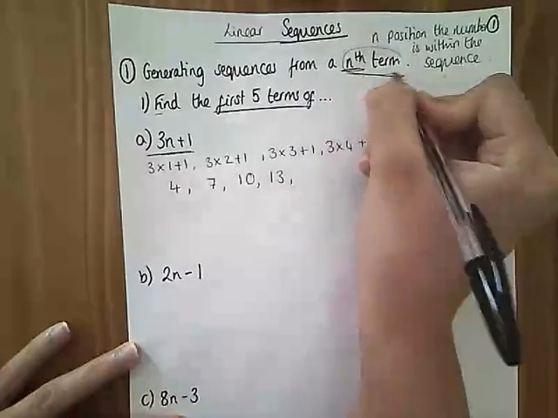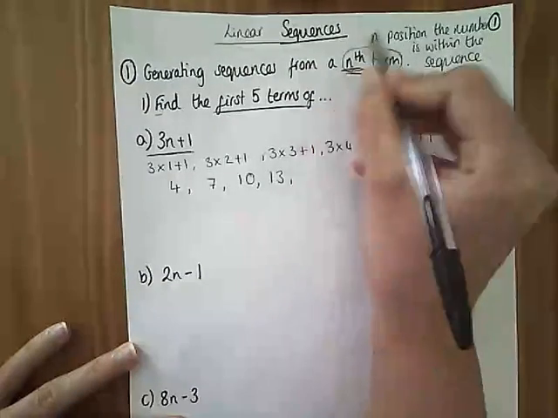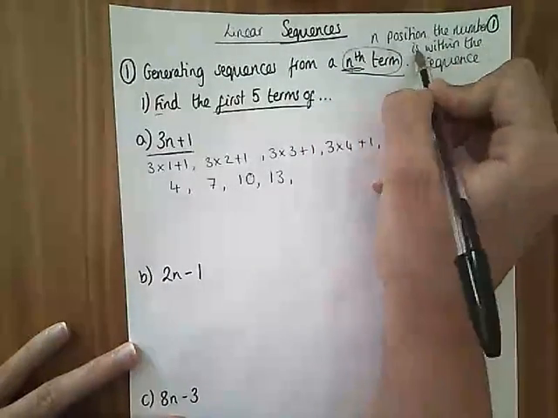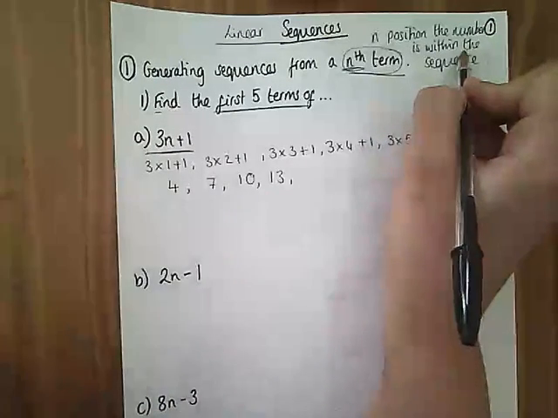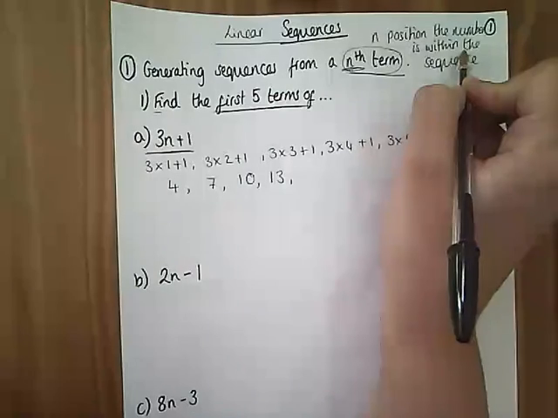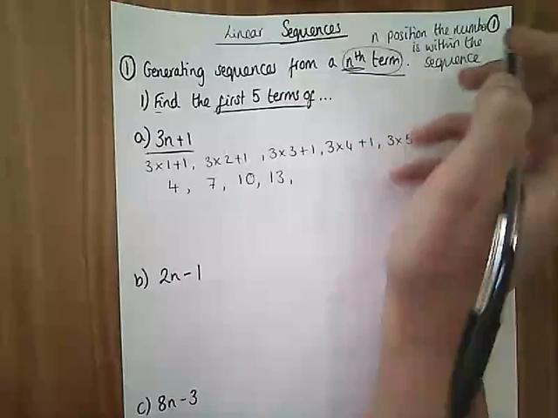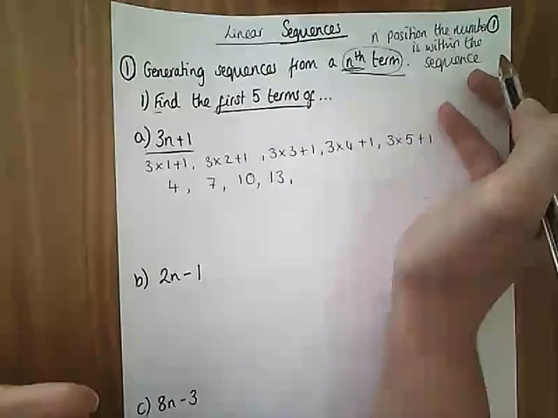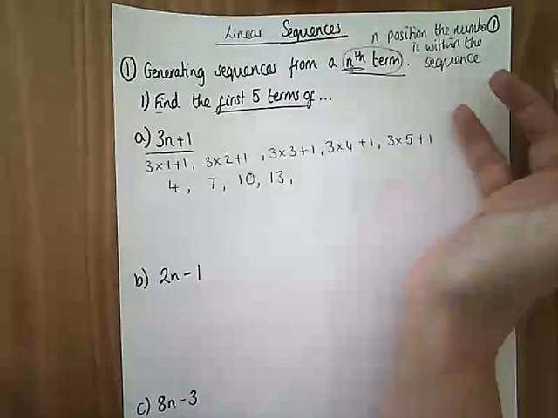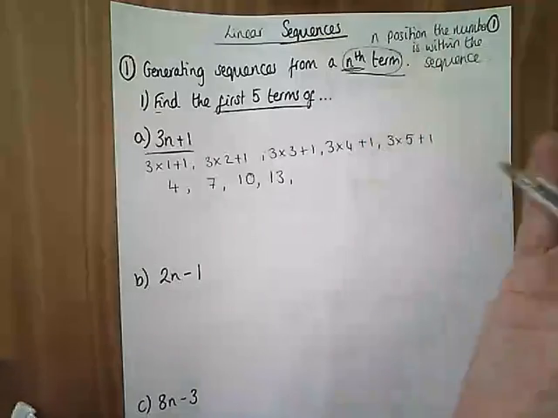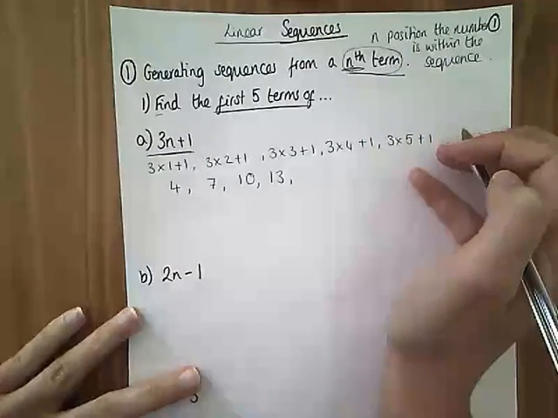Okay, right, when we are talking about an nth term, n refers to the position that the number is within the sequence. So if we wanted the first number in the sequence, n would be 1. If we wanted the second number in the sequence, n would be 2. If we wanted the 10th number in the sequence, n would be 10. If you wanted the 99th term in the sequence, the 99th number, n would be 99.